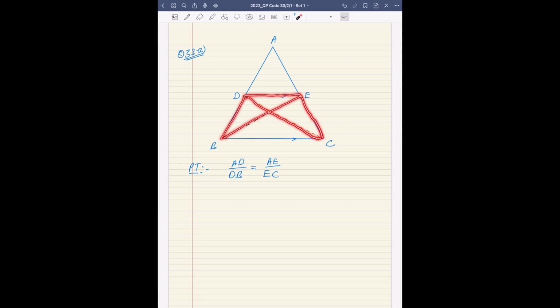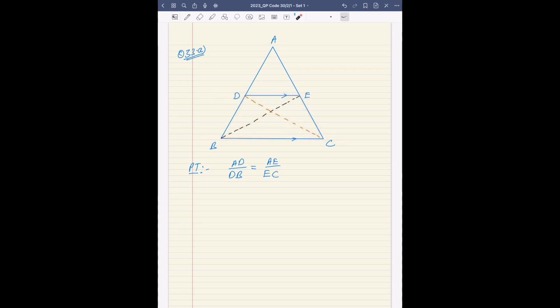I've highlighted this. If somebody knows why I've highlighted it, it's because we are going to use a theorem which says, if two triangles share the same base, and they are between the same parallel lines, their area is equal. This is the theorem which helps us prove the Thales theorem. So remember this. We are going to use this condition that the area of triangle DBE and the area of triangle DEC are exactly the same. Why? Because they are contained between two parallel lines and their base is the same.